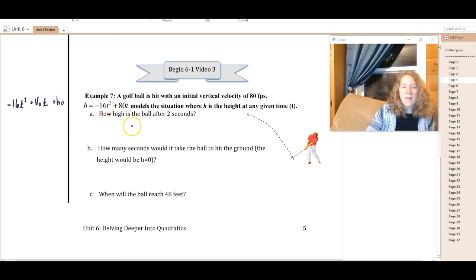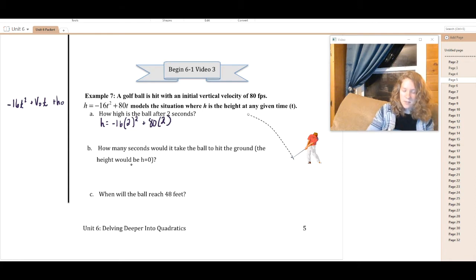So how high is the ball after 2 seconds? Well, that should be easy to find, because remember, our two variables are h, which stands for height, and t, which stands for time. Well, if t is time and I want to know how high the ball is after 2 seconds, then I'm going to see what is the height of this ball when t is equal to 2. I'm just going to plug 2 in for every t that I see. And then it's just a matter of following my order of operations. I can either go through and do my exponents and then my multiplication and then my addition, or I can just put it into my calculator all at once.